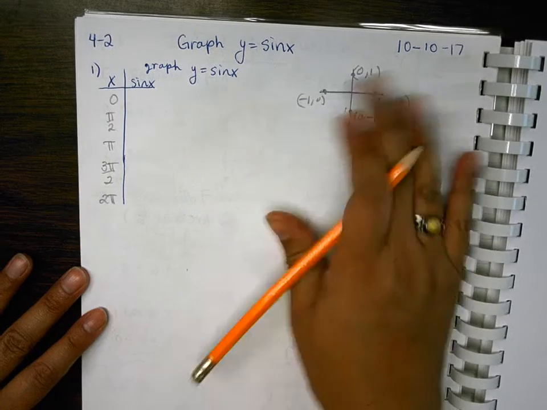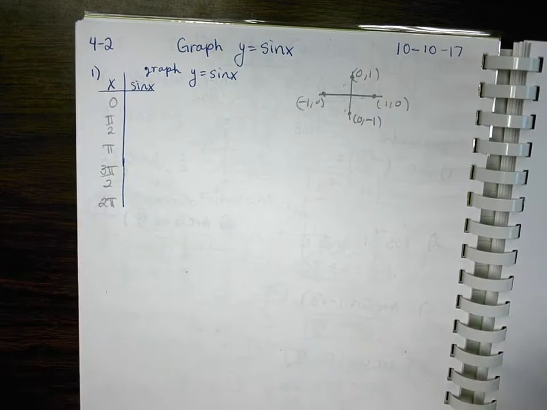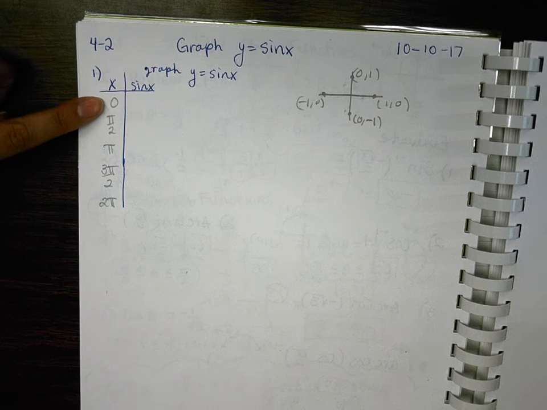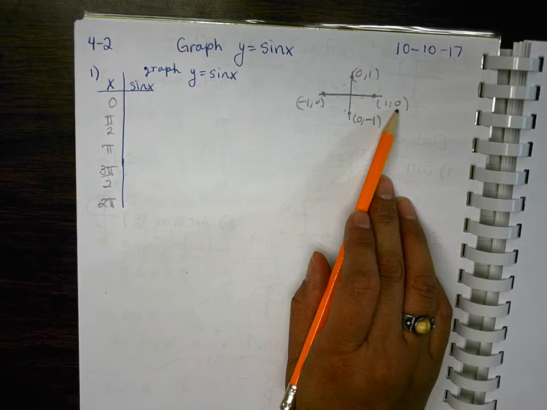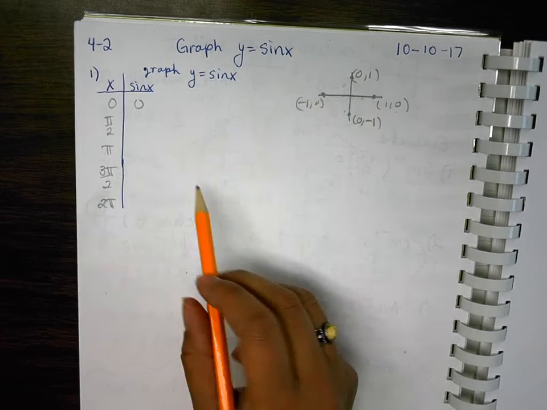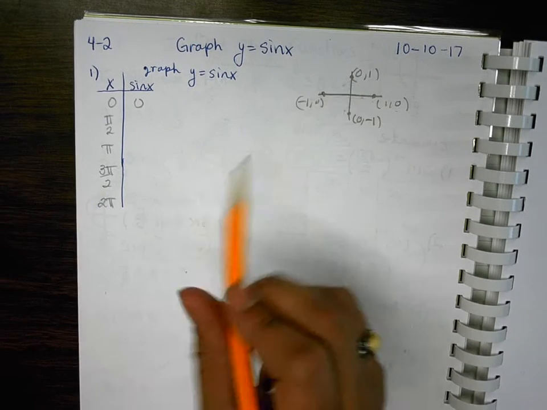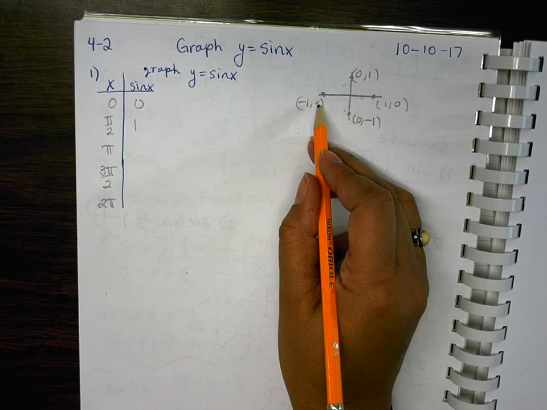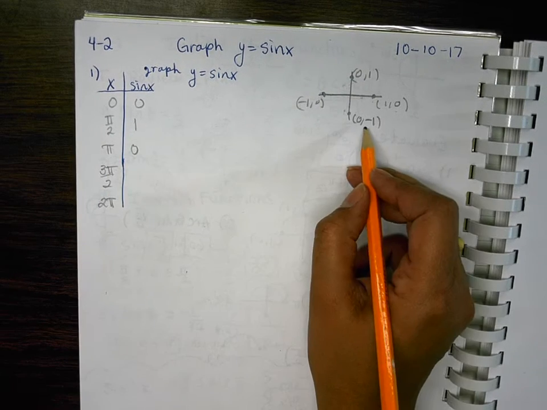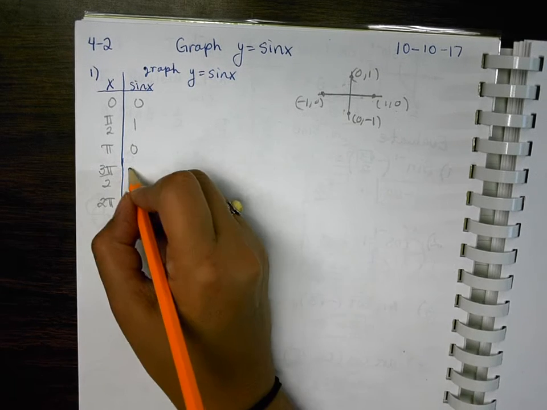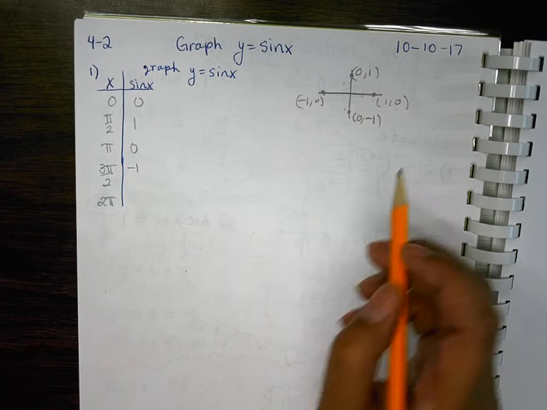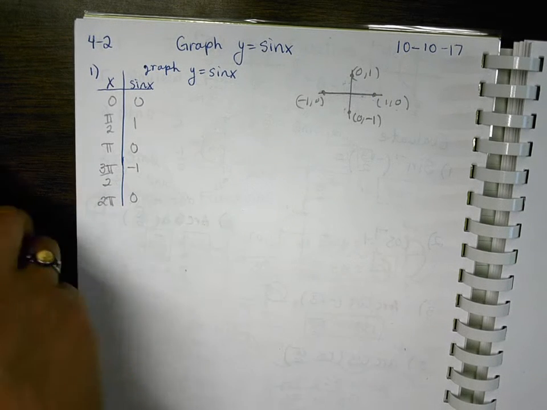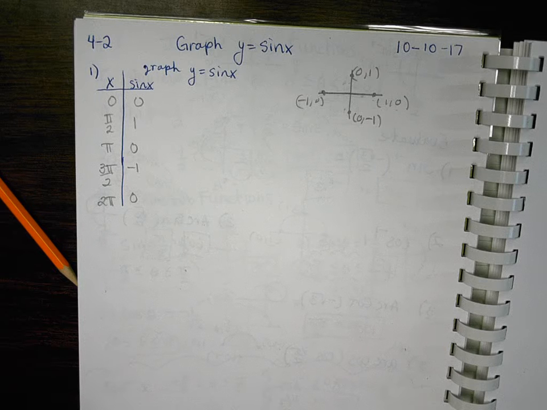0, -1. What is sine of 0? What is your y value? 0. Pi over 2, what is your y value? 1. Pi, 0. 3 pi over 2, -1. And back to where we started, 2 pi is 0.